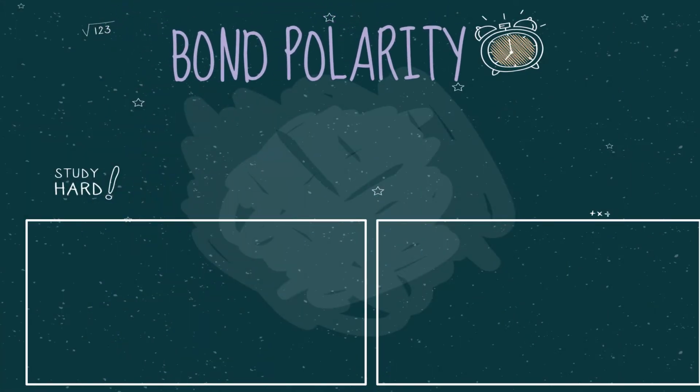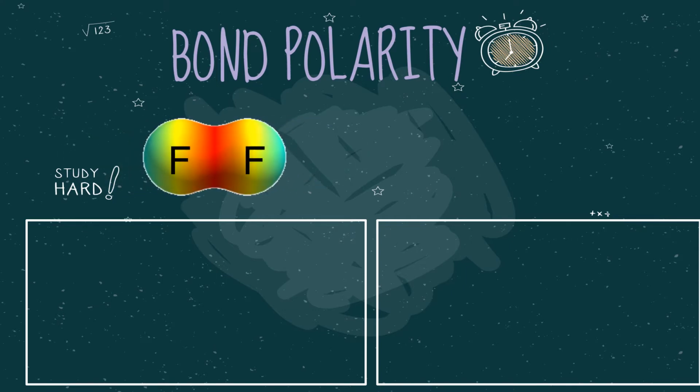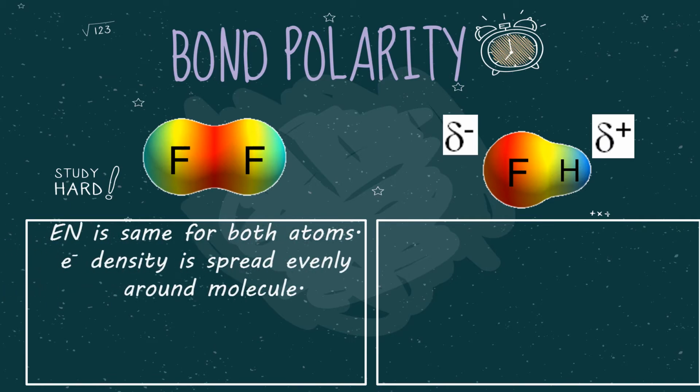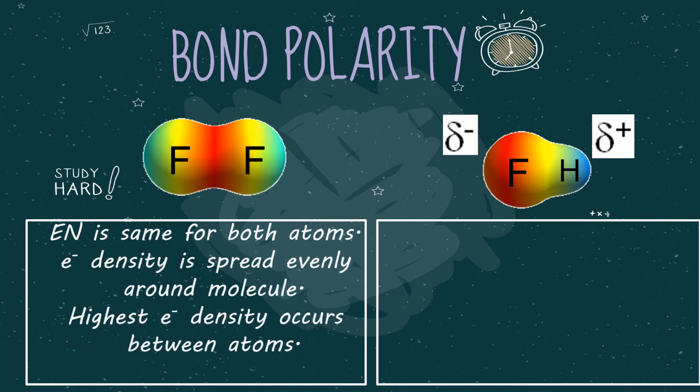Okay, so for bond polarity, we have two pictures here to represent polar bond and non-polar bond. So we have fluorine molecules and hydrogen fluoride molecules. For fluorine molecules here, as you can see, the colorful cloud around the F and F atoms represents the electron distribution. So fluorine and fluorine share their valence electrons to form bonding electrons. Electronegativity is the same for both fluorine atoms. So the electron density is spread evenly around the nucleus, and the highest electron density occurs between atoms. The bond is said to be non-polar.